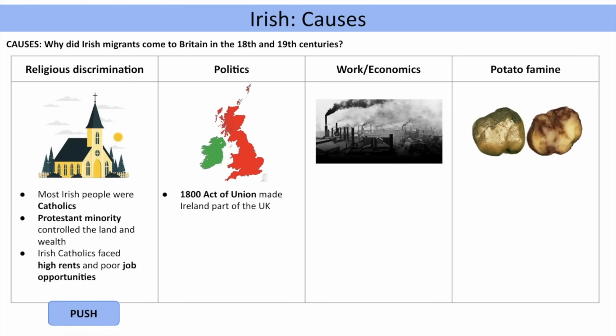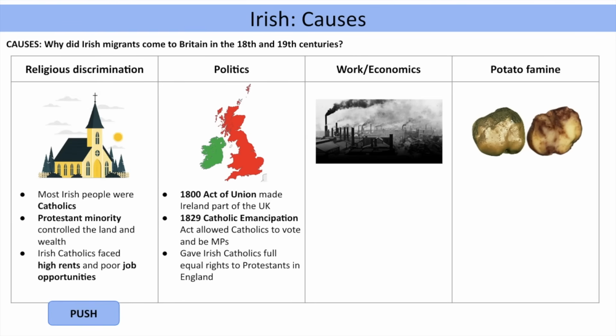There's also changes to politics at this time. In 1800, this law is passed called the Act of Union, which officially makes Ireland part of the UK. There are other laws like the ones we've just mentioned that are increasing freedom at this time. So the Catholic Emancipation Act allows Catholics, and as we've said, the majority of Irish migrants are Catholic, to vote and be MPs. And these laws give Irish Catholics full equal rights to Protestants in England. So that is a pull factor, a reason to go to England.